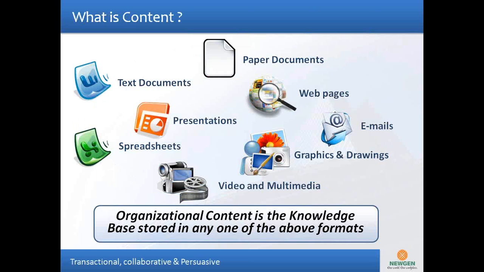So let's begin with understanding what the content is. Content is knowledge, information, and record stored in paper, images, spreadsheet, word processor, and so on and so forth. In enterprise content management taxonomy, the content is classified broadly as 3 things. One is transactional content, second is collaborative content, and third is persuasive content.